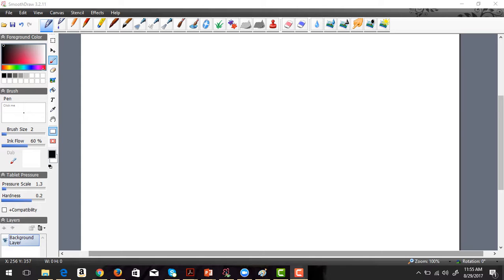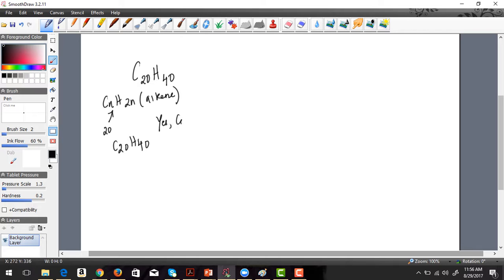So let me get my pen. It's C20H40. Say this is the compound. As I said, to determine whether the compound contains a double bond or not in the first place, all you have to do is get the alkene formula, which is CnH2n. This is for an alkene. So we put n as 20, which means we get C20H40. We get our formula back. So yes, the compound contains a double bond.